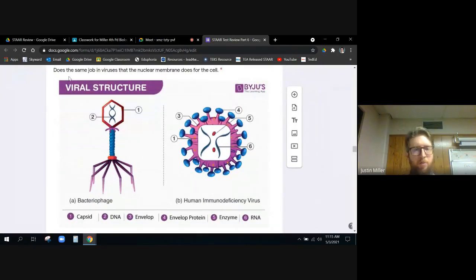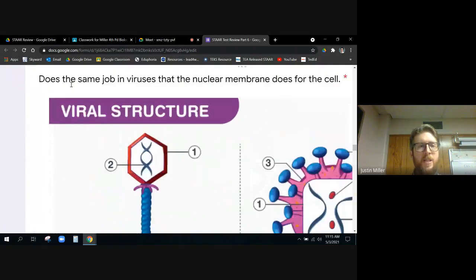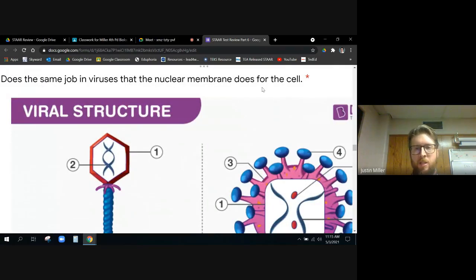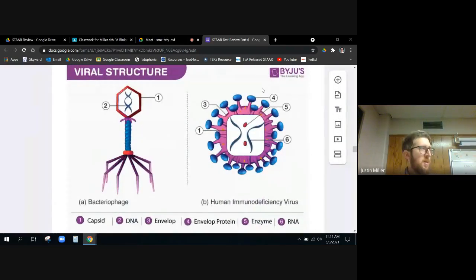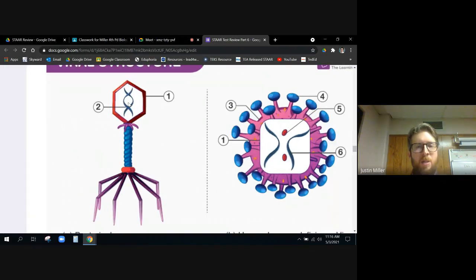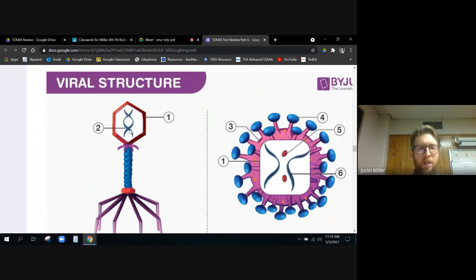Okay, this one's kind of tricky, but stay with me here. It says, does the same job in viruses that the nuclear membrane does for the cell? Okay, so the nuclear membrane is the membrane that goes around the nucleus. In the cell, what's inside the nucleus? DNA. So the nuclear membrane wraps around the nucleus and protects the DNA inside. So what is the name of the thing on the virus that wraps around the DNA and protects it? Number two, that they have labeled here, is the DNA, right? So what is the thing labeled number one that is surrounding the DNA and protecting it?